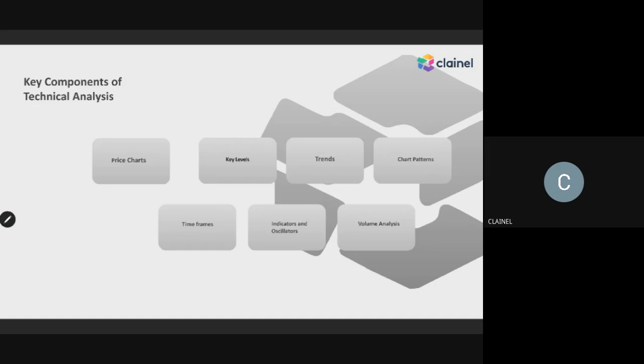If you are a trader and price is approaching your demand or your support zone, you are looking forward to buying. You're looking for buying opportunities. Then when price is approaching your resistance or your supply level, you're looking forward to sell. So the next key component of technical analysis we have is trends, market trends.